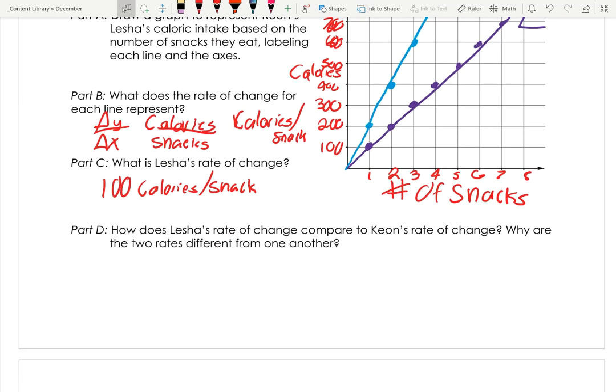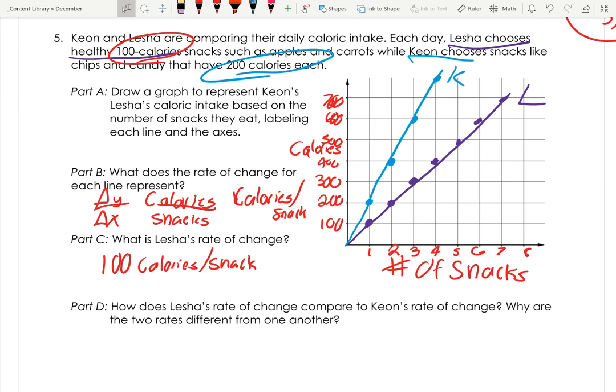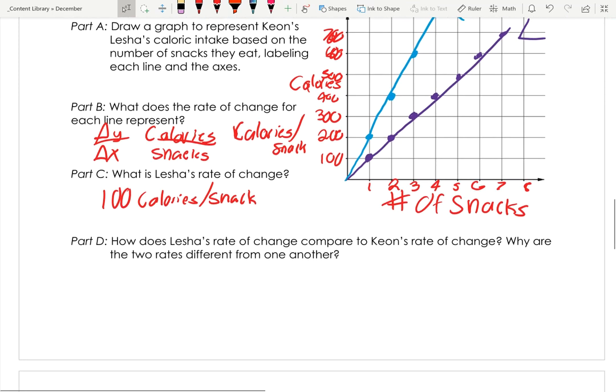How does Leisha's rate of change compare to Keon's rate of change? Why are the two rates different from one another? So Leisha is much healthier, right? Leisha's the purple line, so hers is a lot less steep than Keon's.